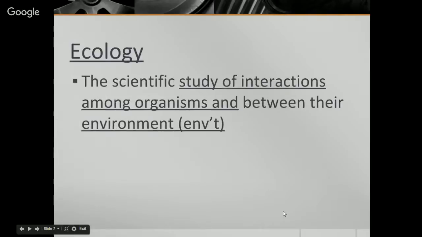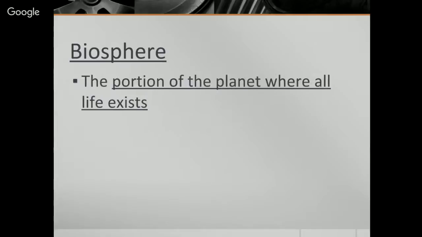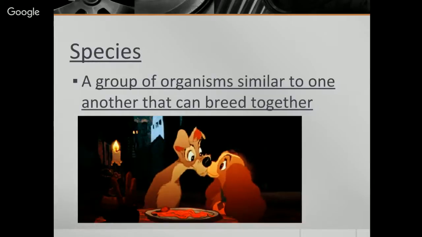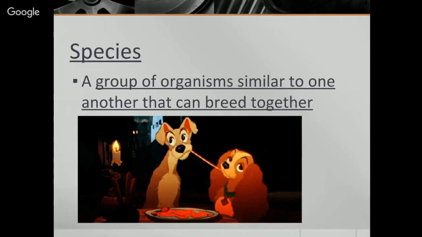Okay, so let's define ecology. This is the scientific study of interactions among organisms and between their environment. When I'm writing the word environment, I'll often shorten it to ENV'T. The biosphere, as I just said, is the portion of the planet where all life exists. This extends to the bottom of the ocean and under the ground, all the way up to the highest places where our mountains reach and animals live up there. So a species is a group of organisms similar to one another that can breed together. That part's really important. It's not really a species if they can't interbreed. That's what separates one group from another.